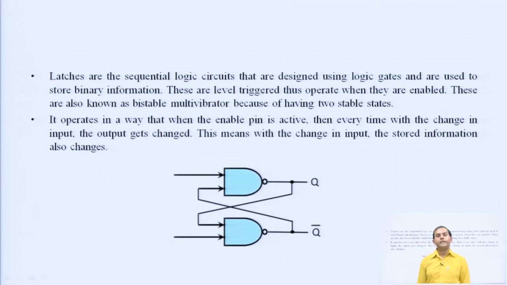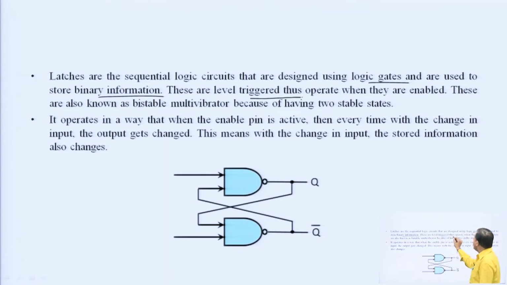First of all, we will discuss latch. What is a latch? Latches are sequential logic circuits that are designed using logic gates and are used to store binary information. This is a storage element. Okay, these are level triggered, thus operate when they are enabled. These are also known as bistable multivibrators because of having two stable states.